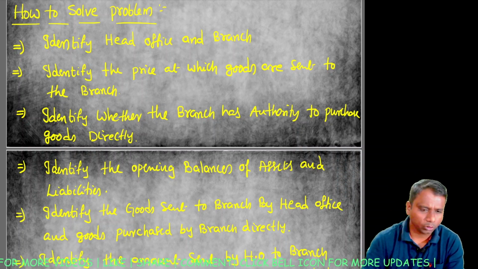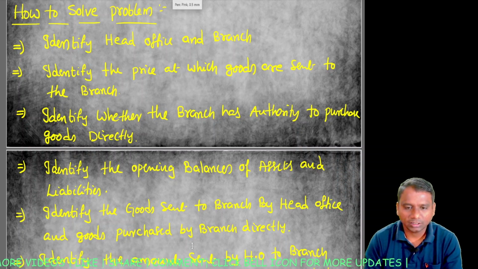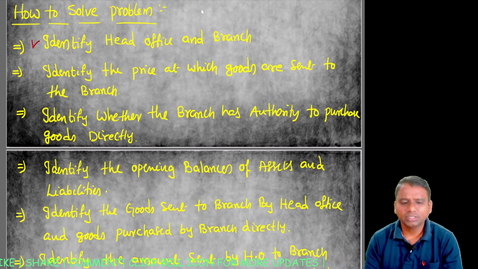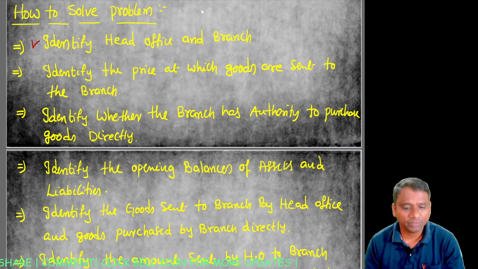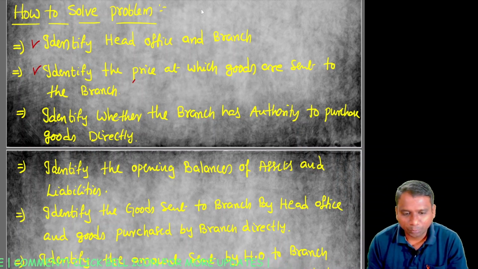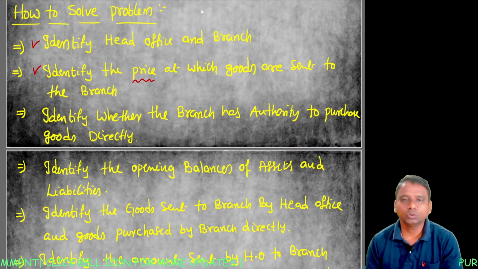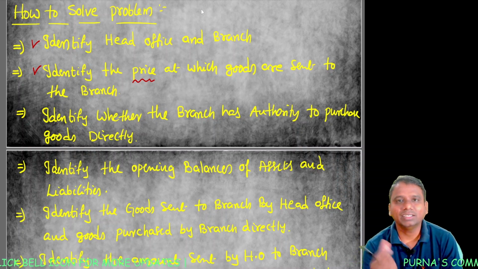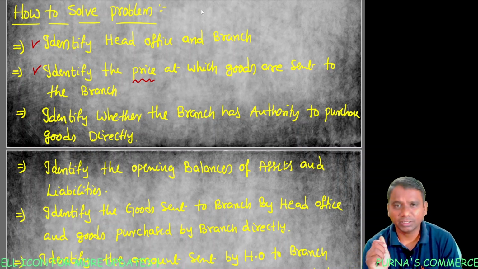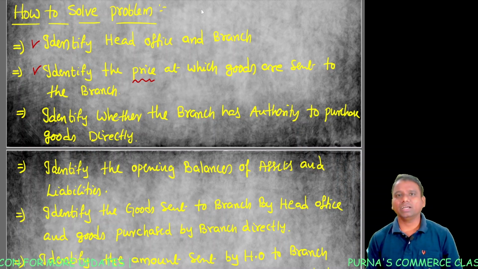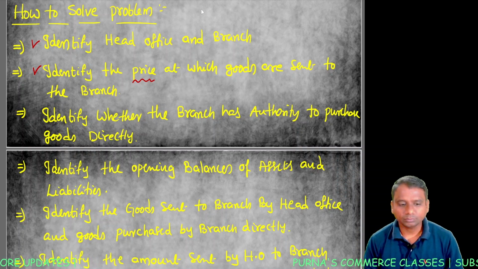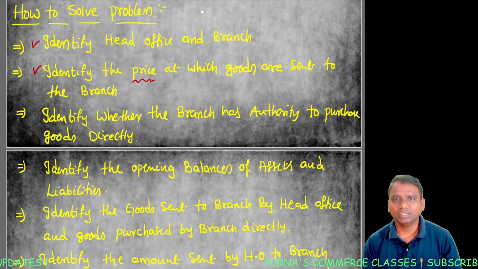Now look at it. The first step, after reading or during reading the problem, is to identify these steps quickly. First, identify who is head office and branch, which we can do easily. Next, identify the price at which goods are sent to the branch. The goods may be sent to the branch either at cost or at selling price, that means invoice price or wholesale price. So we should identify at what price the goods are sent, because based on that, we identify the method.